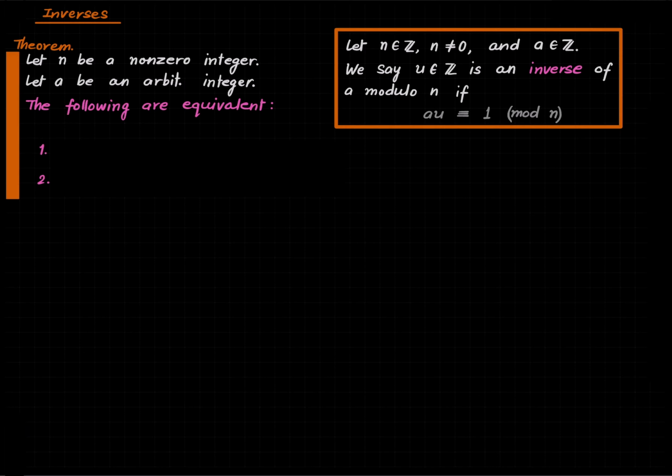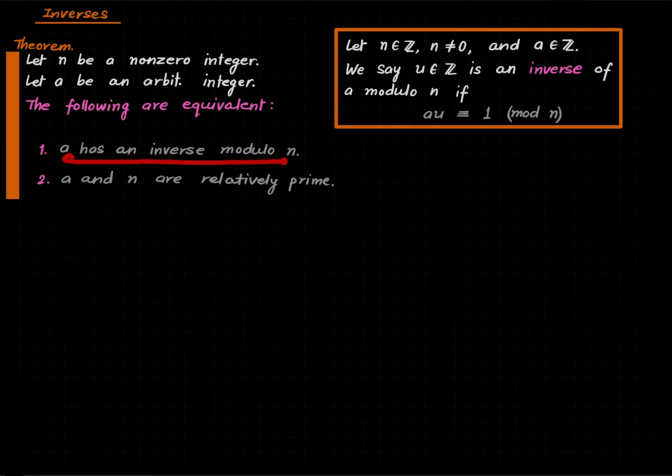Suppose, again, n is a non-zero integer, a is some arbitrary integer, then the following two things are equivalent. One is that a has an inverse modulo n, meaning there exists such a u, and the other is that a and n are relatively prime. This is just an immediate consequence of Bezout's theorem. If a has an inverse modulo n, then a and n are relatively prime. That should be clear to you by now.